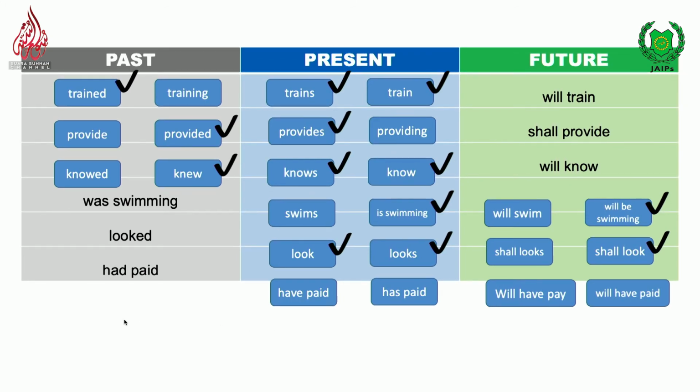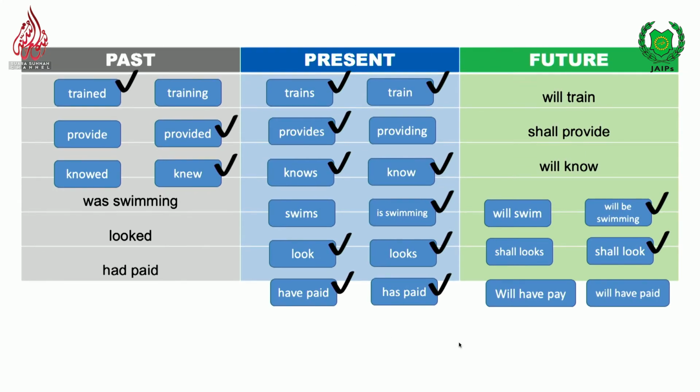Okay. Last one, had paid. The same with was swimming. You need to look, there are two words. Only pay attention to the helping verbs. The helping verb is had. So had in the present tense should be? Yes, both. Have paid and has paid.